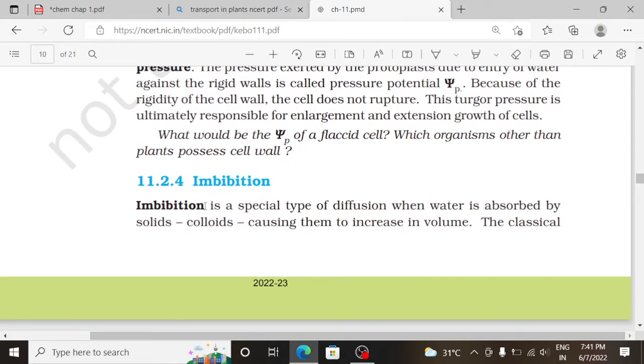What would be psi P of a flaccid cell? Which organisms other than plants possess cell wall?